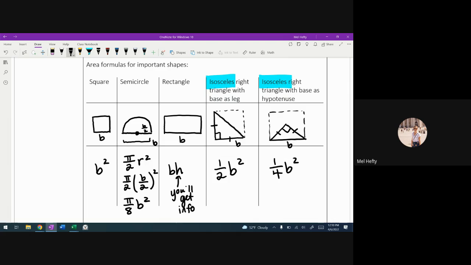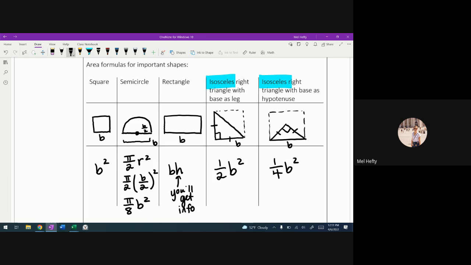And there we roll. I promise you on my test, these are the only ones that I'll expect you to know without giving you a formula. So if I give you some sort of weird, awkward shape, like maybe an octagon, I would give you that formula. I'm not going to ask you for an octagon, but just so you know, I don't know the area formula for an octagon.